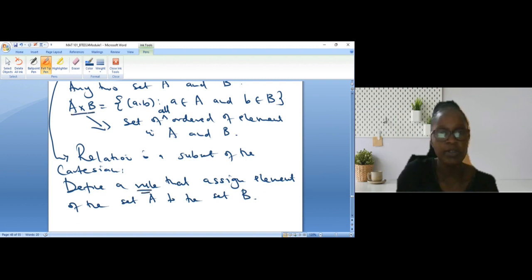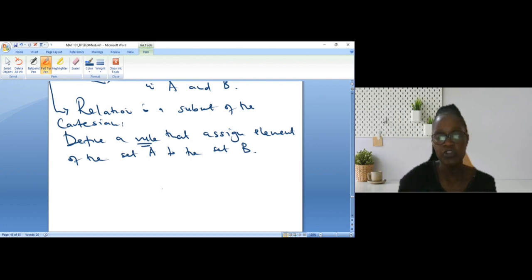Notice that for Cartesian product, you're just picking ordered pairs of elements, provided the initial element is from A and the second element is from B. So if you define a specific rule through which you assign the elements in a set, then the resulting subset of the Cartesian product is called a relation.